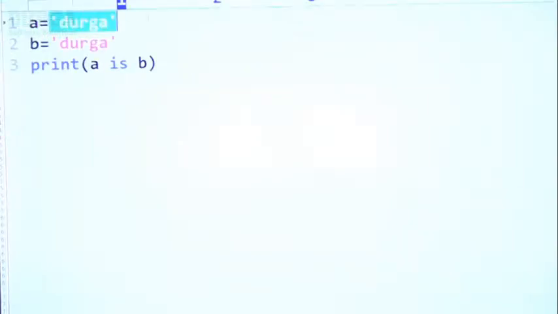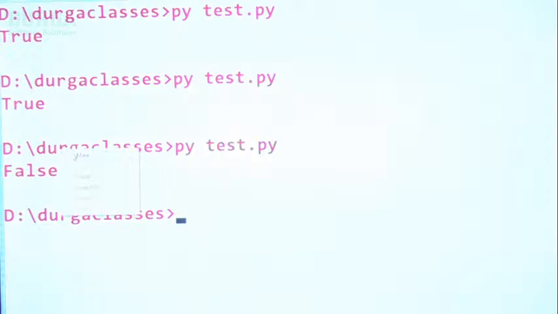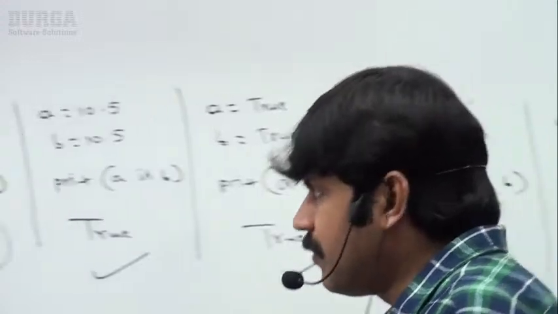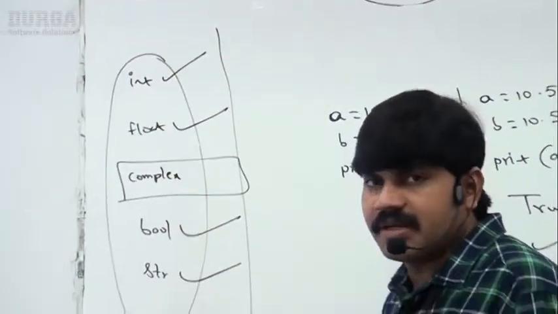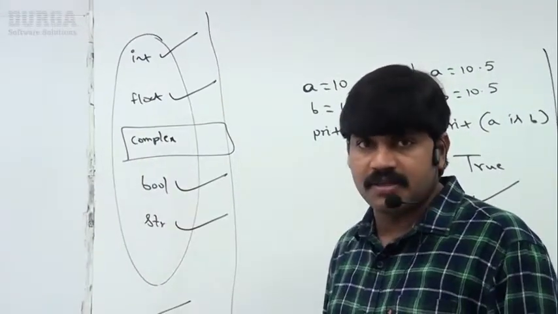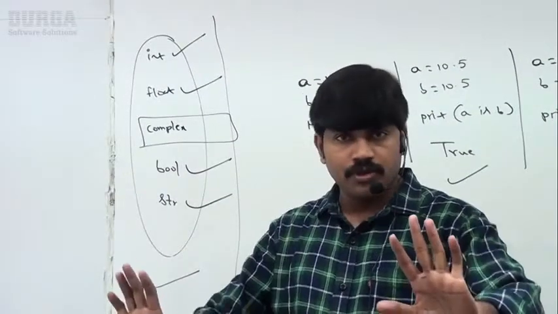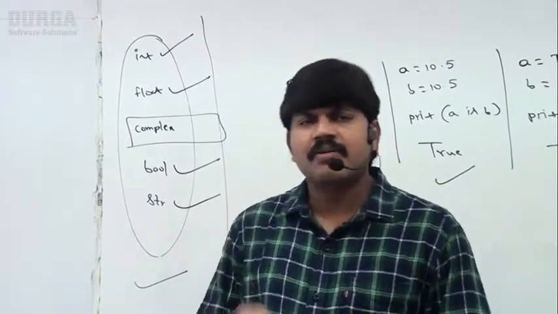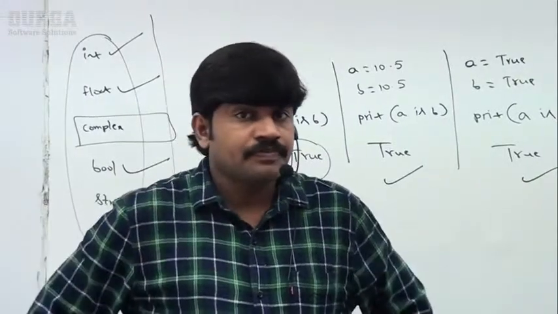But what about complex numbers? 10 plus 20j, 10 plus 20j, even though the content is the same, what is the answer we are going to get? False is the answer. So the object reusability concept is applicable for all fundamental types except complex, but all fundamental types including complex are immutable.